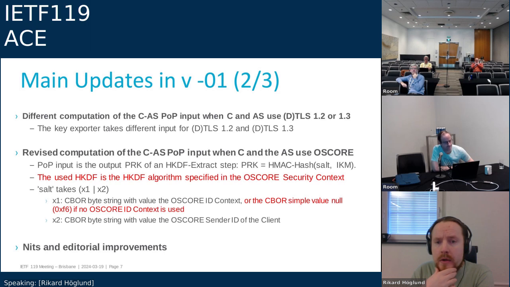And we also clarified another thing, which is that in the calculation of the PRK, you have a salt as input, which is a concatenation of two elements. And element x2 is a zero byte string with value the OSCORE ID, sender ID of the client. That's unchanged. But we clarified that x1 is the OSCORE ID context as a zero byte string, or the simple value null if no OSCORE ID context is used. And that was kind of a missing case in the previous text. So we didn't cover the case where you had a non-existing OSCORE ID context. And then, yeah, we did some various nits and editorial improvements. So next slide, please.